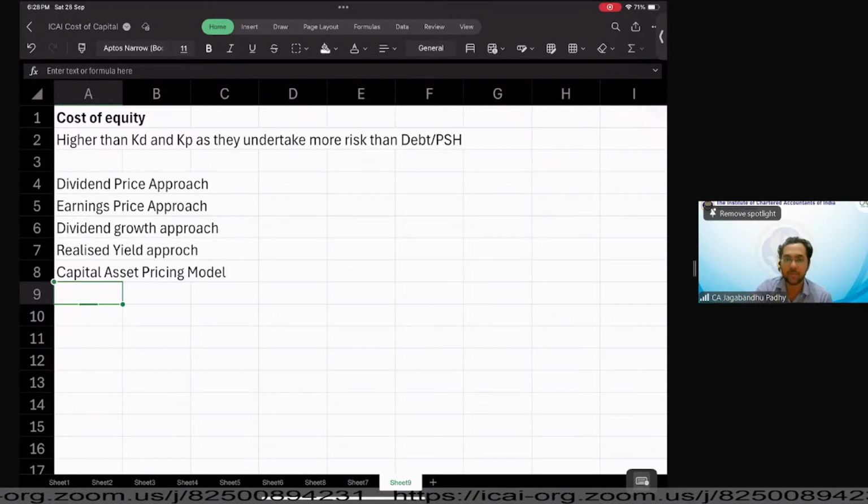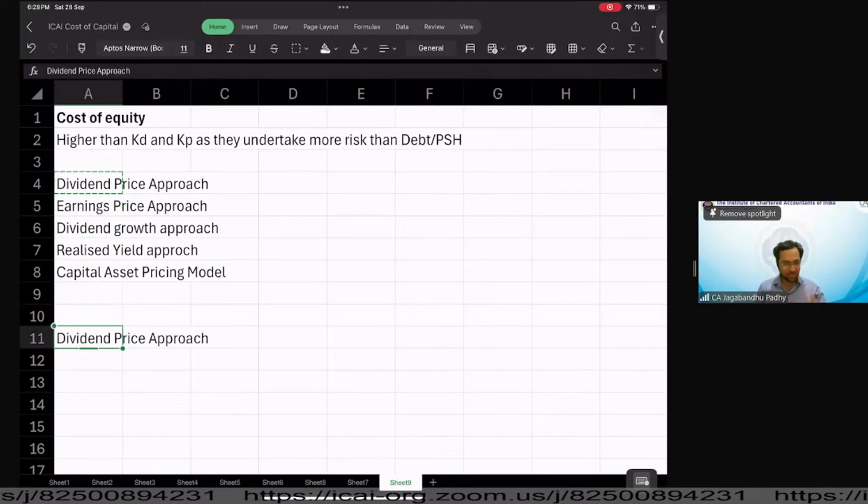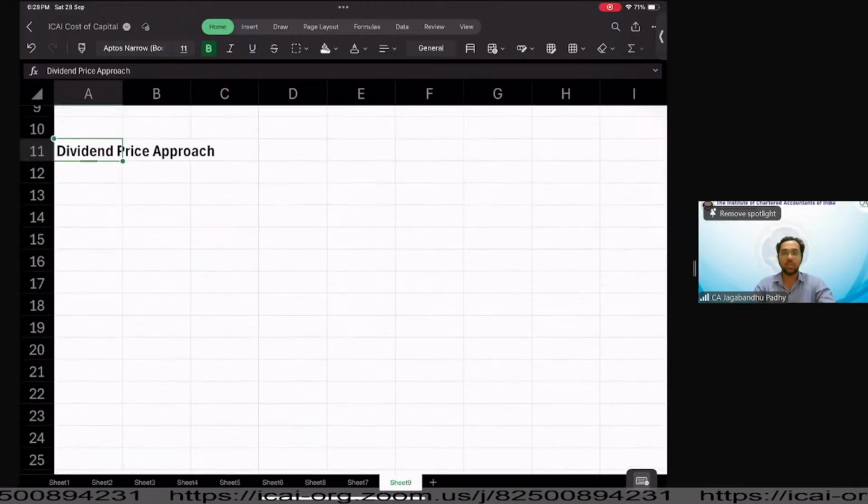So these are the 5 theories that we are going to look at to compute the cost of equity, out of which let's get started with the first one. First one is a very simple approach, and even the second is also a very simple approach. The dividend price approach.